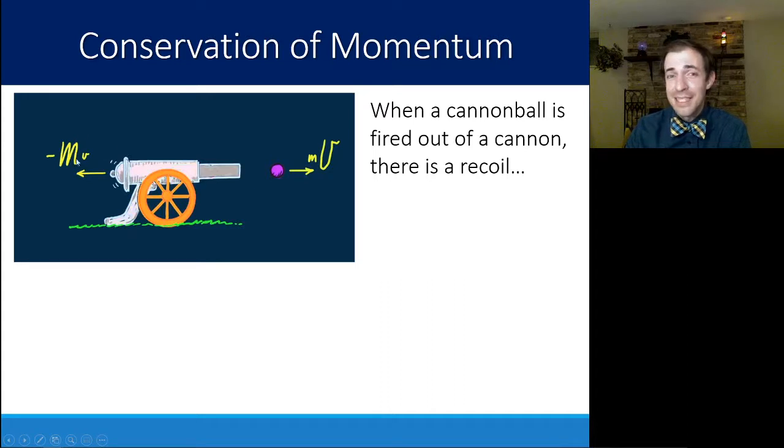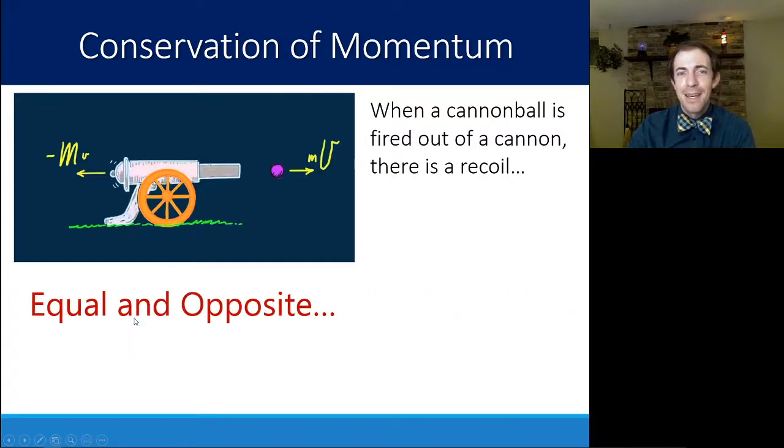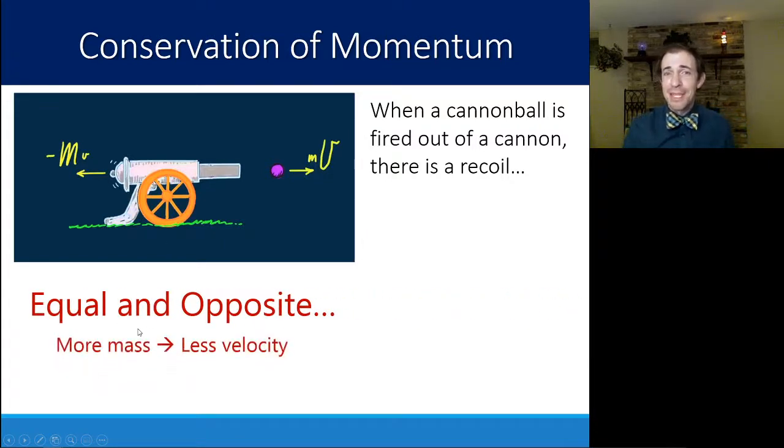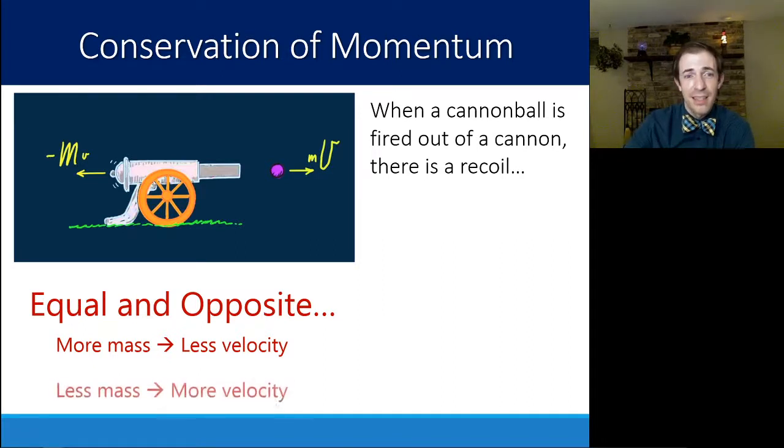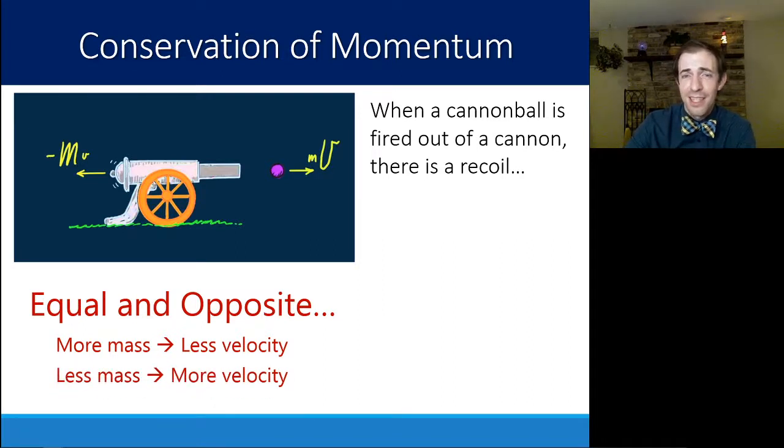Instead, what happens is the cannon itself has far more mass than the cannonball. And having that added mass means that it can achieve the same momentum, quantitatively the same magnitude of the momentum, with a much smaller velocity. So the momentum has to be equal and opposite. Doesn't mean the velocity is. More mass will mean less velocity in this case, and less mass will mean more velocity.